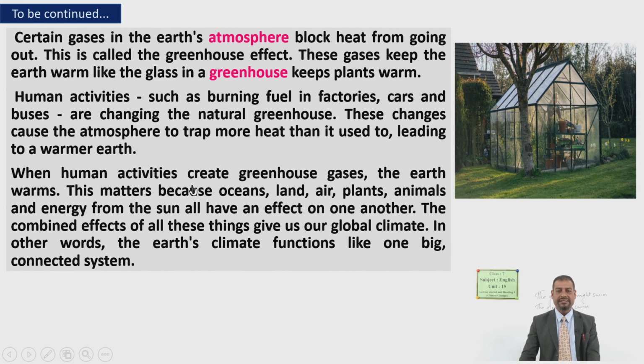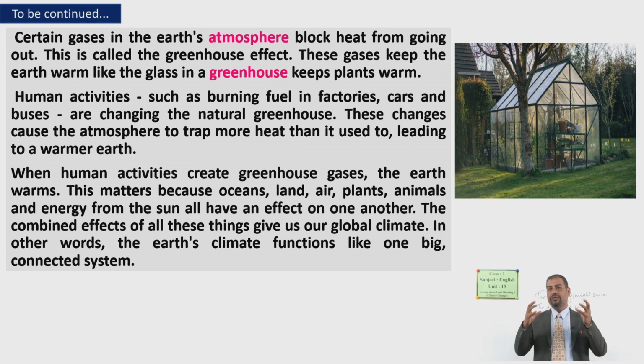When human activities create greenhouse gases, the earth warms. This matters because oceans, land, air, plants, animals, and energy from the sun all have an effect on one another. The combined effects of all these things give us our global climate. In other words, the Earth's climate functions like one big connected system. So it means that these days it has become a big problem.